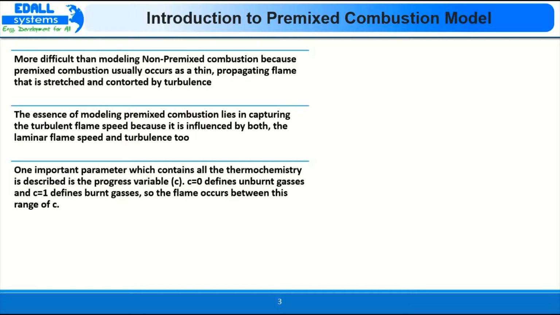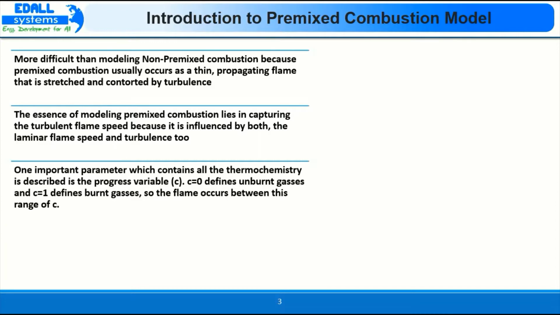So just like the non-premixed combustion model, in this model one of the important parameters which holds the entire thermochemistry is the progress variable. In the non-premixed combustion model, it was the mixture fraction. Here it is the progress variable. But both of these factors are very different from each other. Wherever C equals 0, that means unburned gases are present there, and wherever C equals 1, that means burned gases are present there. So the flame which occurs in premixed combustion is in the range of C equals 0 to C equals 1. This helps in visualizing and putting our boundary conditions very specifically so that a premixed combustion model can be simulated.